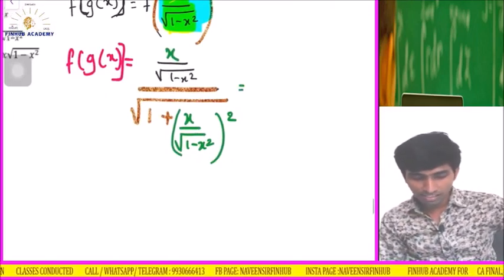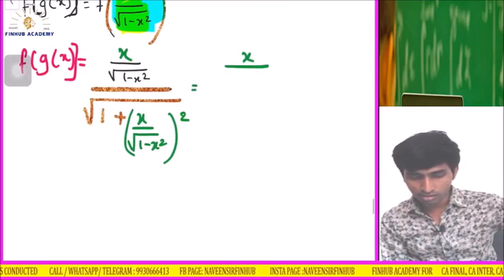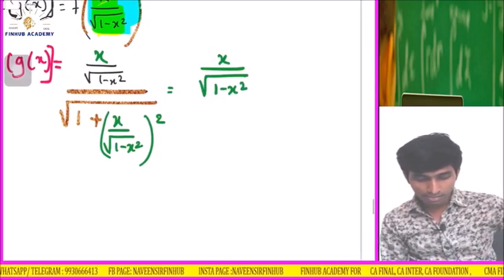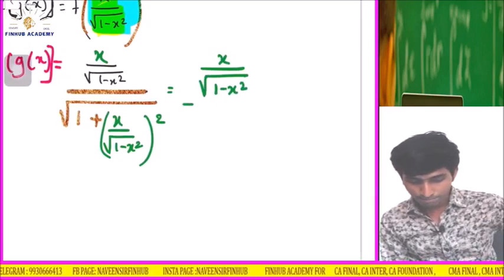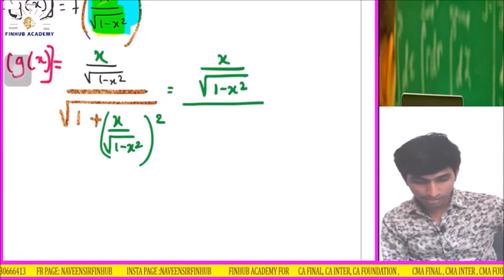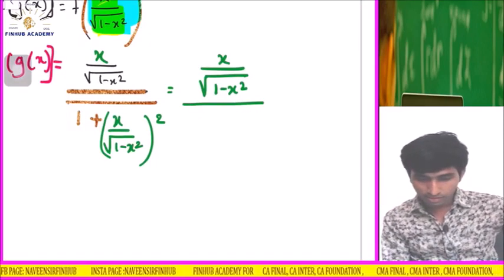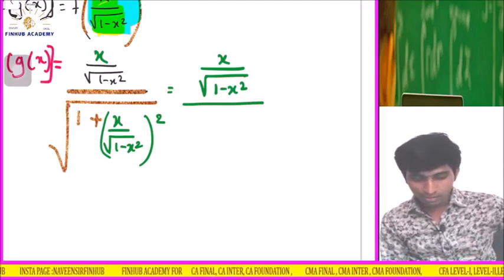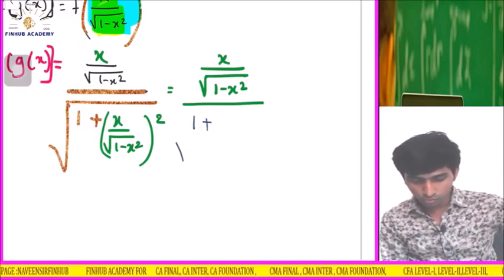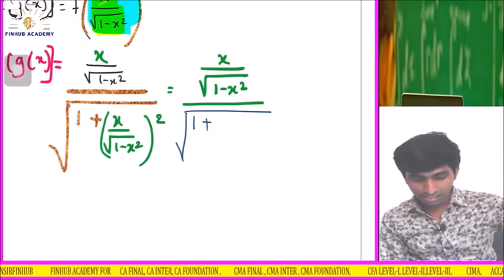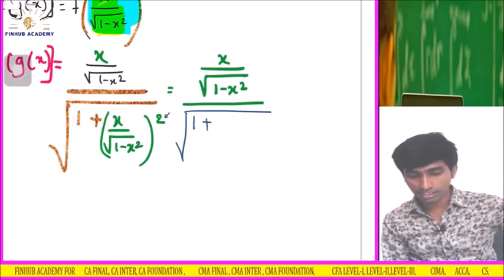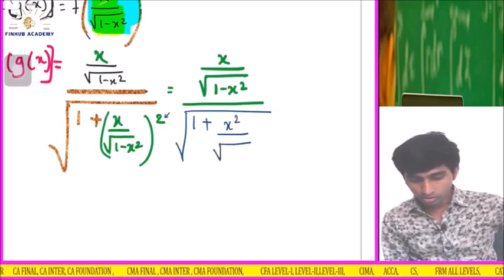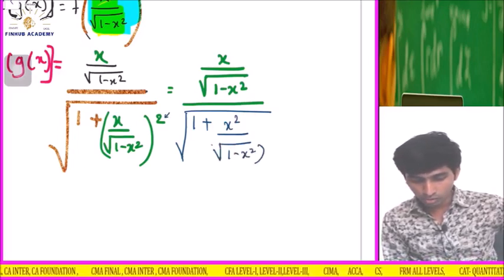If you simplify now, x upon under root 1 minus x square, I can't do anything, but here let me see if I can do something. This is whole root, this is till down, upon, if I open the bracket it will be 1 plus, obviously root is there, 1 plus, this square now can be given to the numerator as well as denominator, so it is x square upon under root 1 minus x square, the whole square.